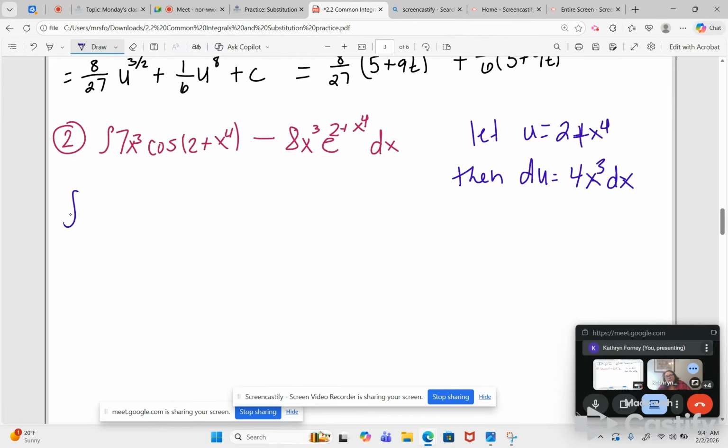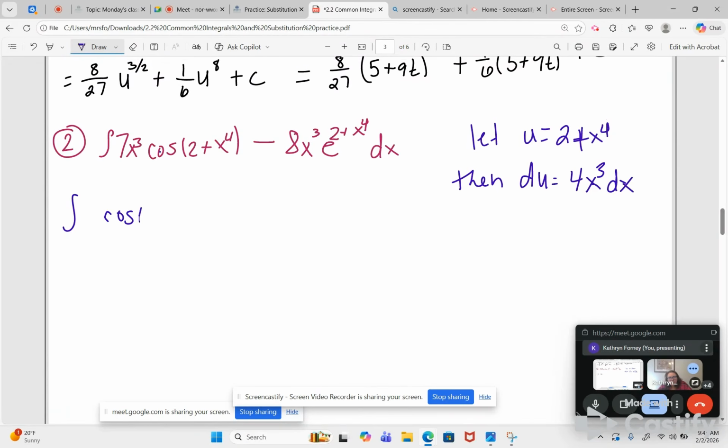So now we look at this first part, everything before the subtraction sign. So we know this is cosine u, and then we have the x cubed, but this isn't a 7, it's a 4. So the opposite of multiplying by 4 is dividing by 4, but you have to keep the 7 that it has.